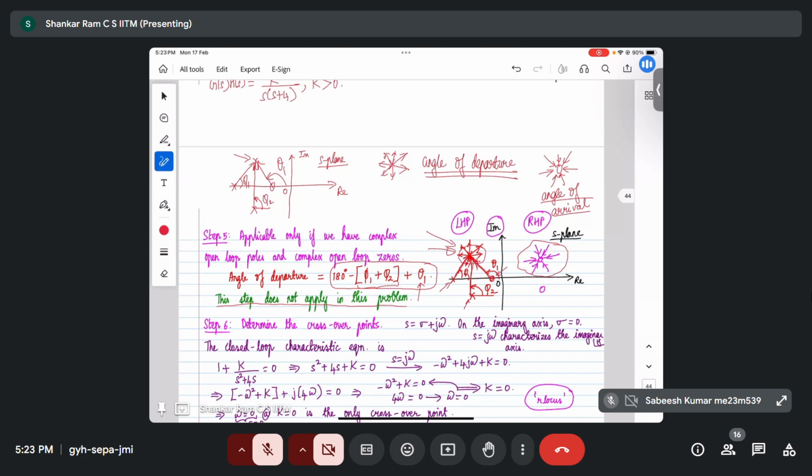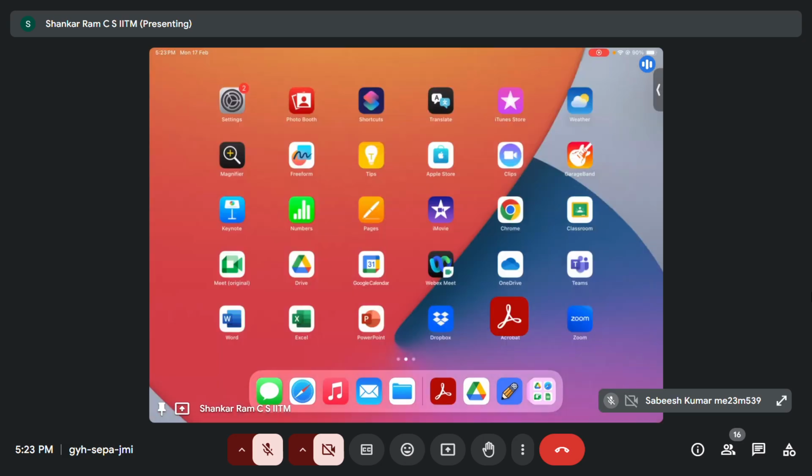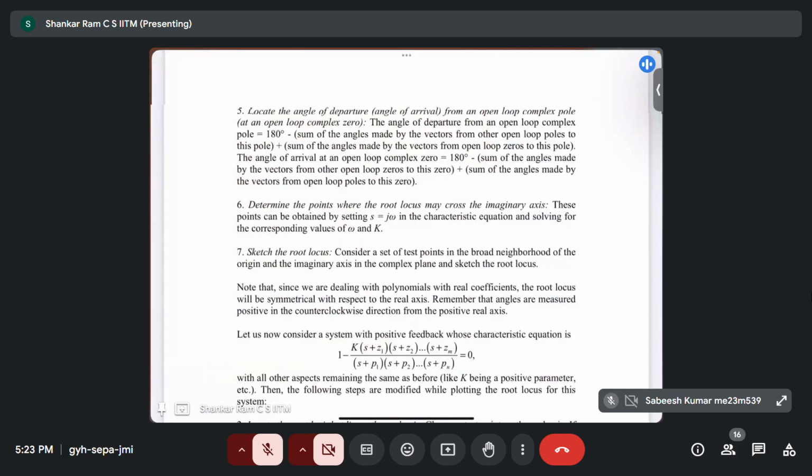I would say there is a similarity in the formula used for calculating the angle of departure from a complex open loop pole and the angle of arrival at a complex open loop zero. All right, I hope this step is clear. This is step number 5.